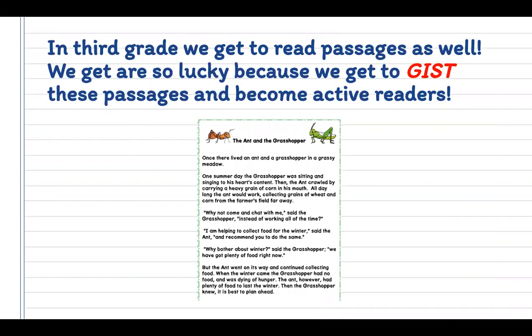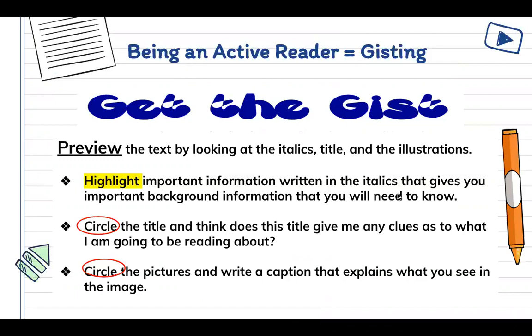To learn today: how to gist. There are a couple of things that we need to make sure that we know how to do when we're gisting. The very first thing is to preview the text. And we do this by looking at italics, the title, and the illustrations. Now, in this particular passage, there are no italics, so we're going to leave that one for today.